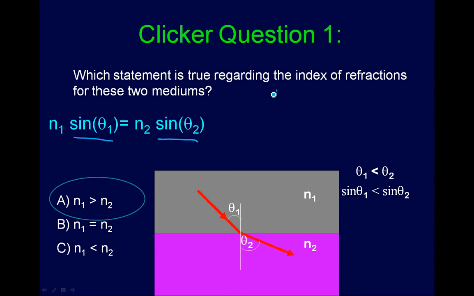Because if you just think about it, sine of 0 is 0, and sine of 90, which is the biggest angle we can have in a case like this, is 1. And so as the angle gets bigger, it goes from 0 to 1. So if the angle is bigger, sine of theta is bigger. And so if that's true, then n1 has to be greater than n2. In order for these two things to be equal, if the sine of theta 1 is less than sine of theta 2, then n1 has to be bigger than n2.